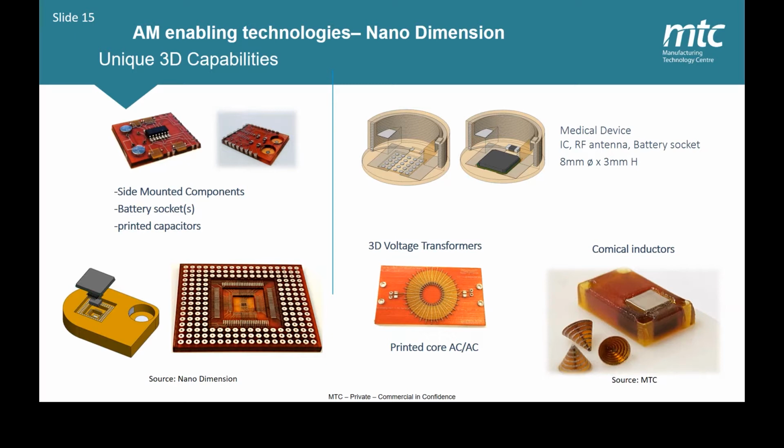A medical device with 3D integrated packaging with an IC mounted and printed RF antenna and battery socket all in one can be done. Other use cases are that you can 3D print voltage transformers and conical inductors. So these are just a handful of examples that it can 3D print using the Dragonfly LDM.